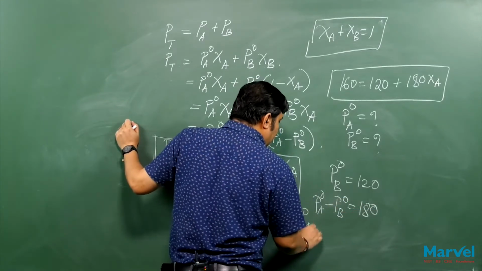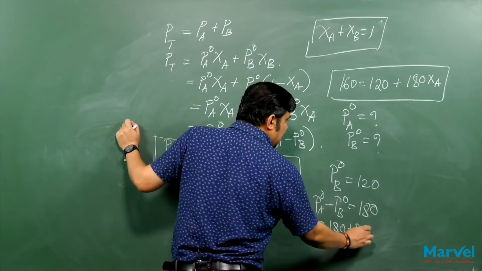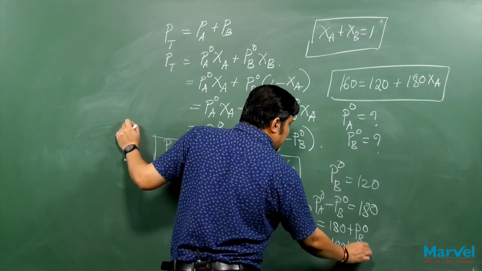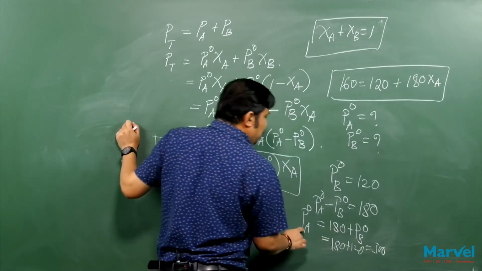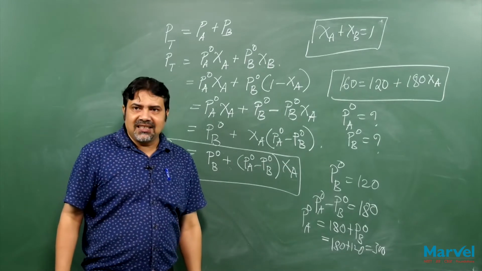And then PA naught will be equal to 180 plus PB naught. PB naught we already got, 120. So 180 plus 120 will be equal to 300. So we got PA naught as 300, and PB naught is 120. Got the point?